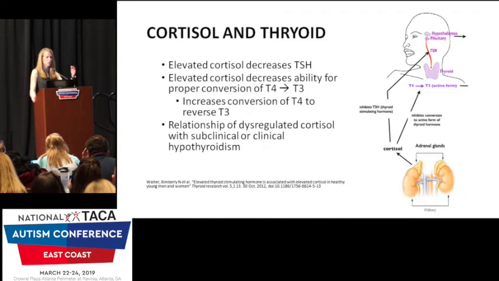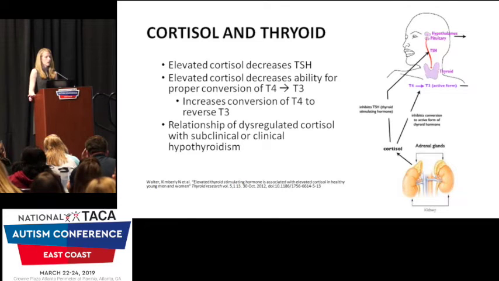So it's also important when you're doing a workup that you make sure that you look at all of those levels in the thyroid as well. So a TSH, a free T4, free T3, and a reverse T3 as well, because this could give you some information metabolically about what's going on, but also some clues about cortisol and the HPA axis. There's also been a relationship between dysregulated cortisol with subclinical or clinical hypothyroidism. So that kind of goes along with this whole entire picture.